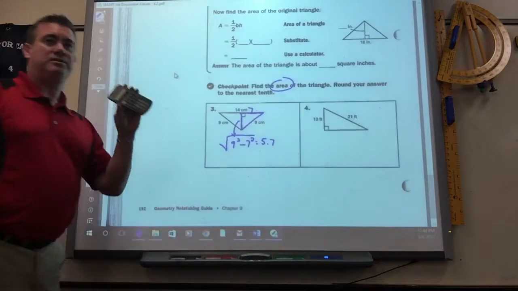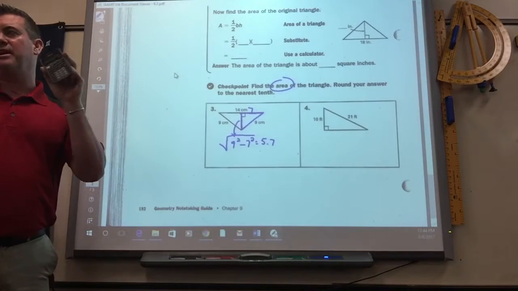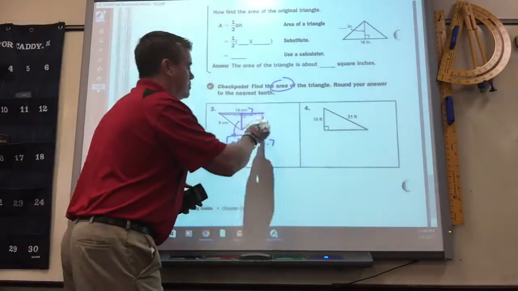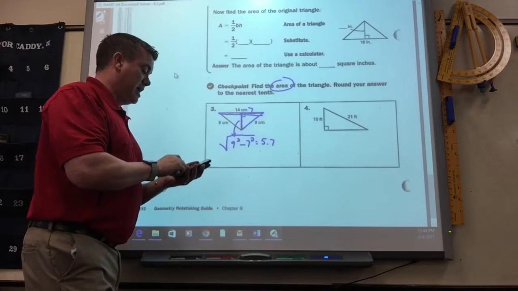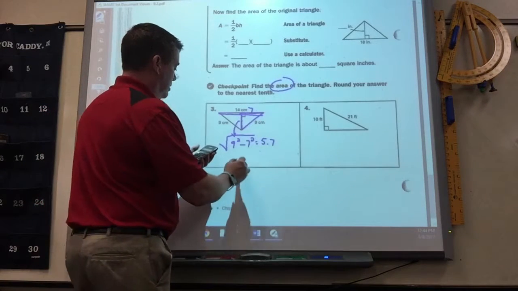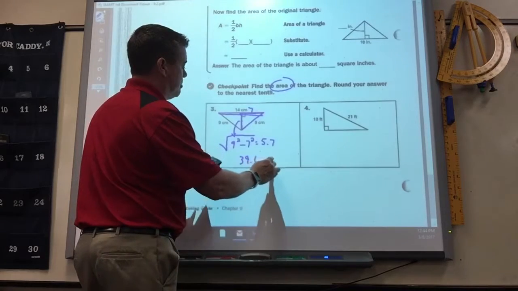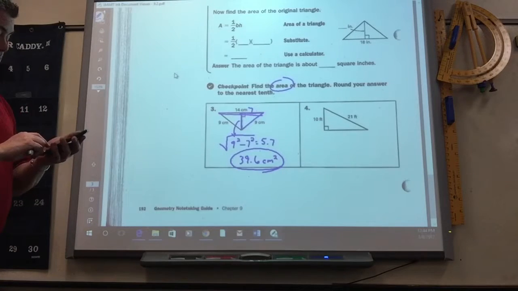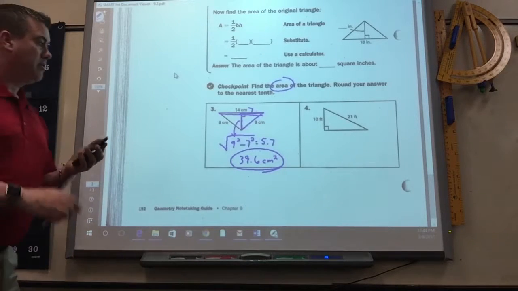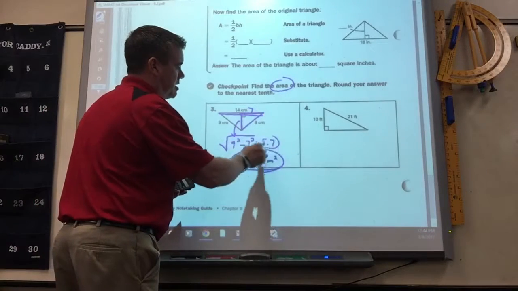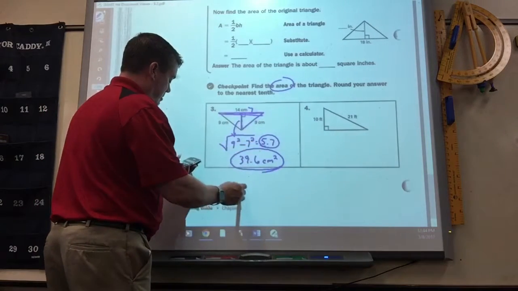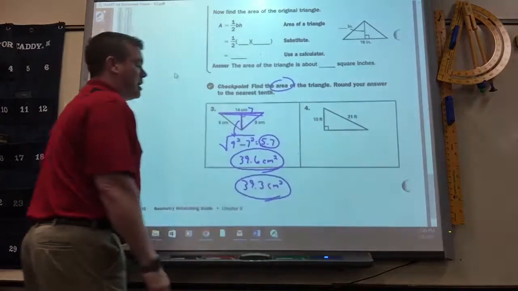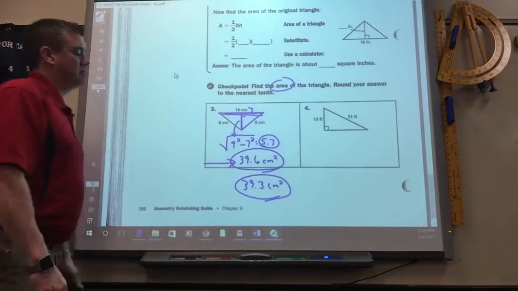So again, you got a choice. The easiest is just to leave this number on your calculator, not rounded, after I do this, and then go times 14, divided by 2, and then round it. 39.6 centimeters squared. If I would have used this number, times base times height, divided by 2, I would have got 39.3, which is okay, it's just this is the more accurate one.